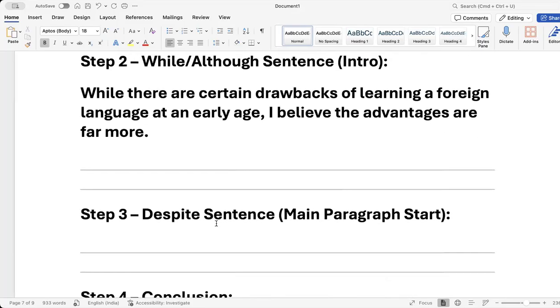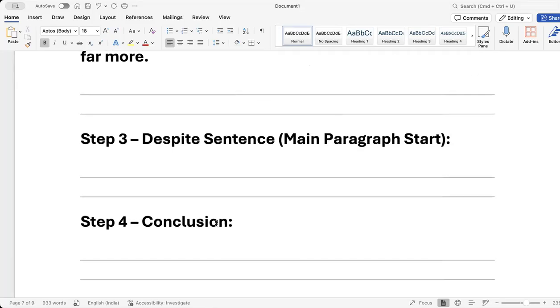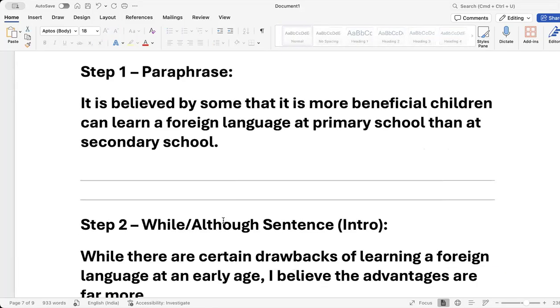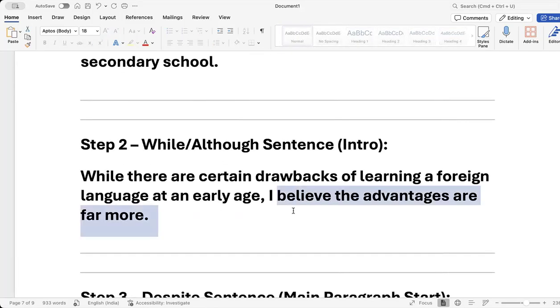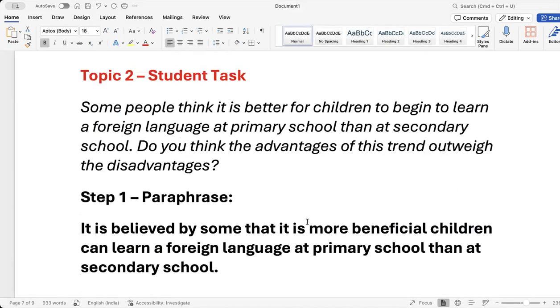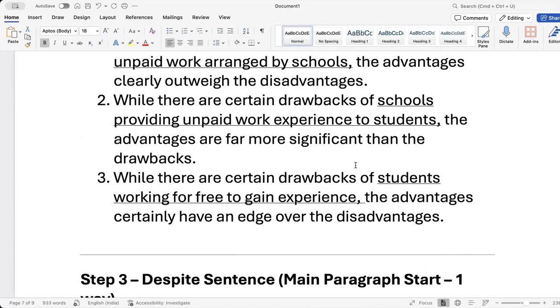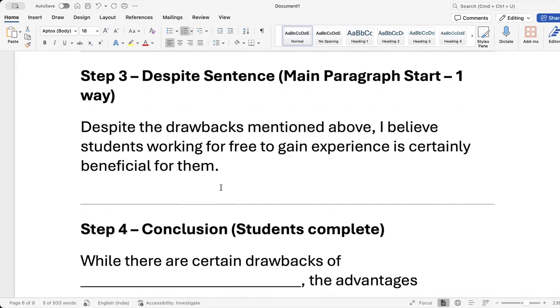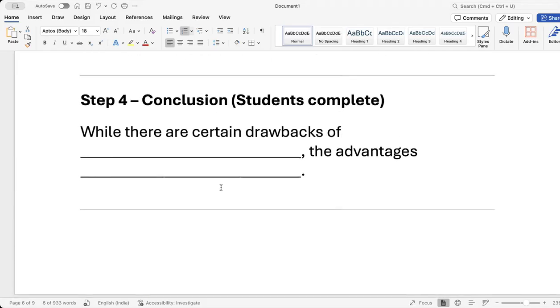Okay, now let's do the despite sentence and the conclusion. Let's do the same thing with the conclusion, but I want this part to be different. Can anyone do this part? Pick another phrase, like the advantages are far more significant, or the advantages clearly outweigh, or the advantages certainly have an edge over the disadvantages. So pick any of these. Don't repeat the far more one. Pick the first one or the second one, and you can use the word although instead of while.